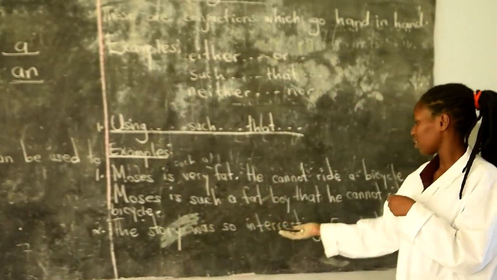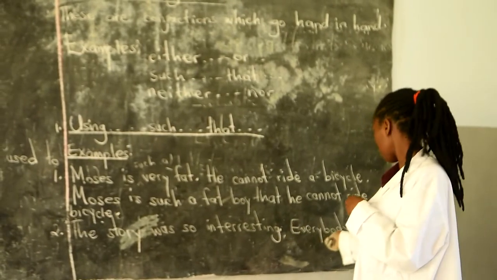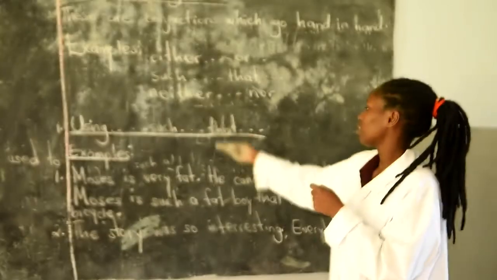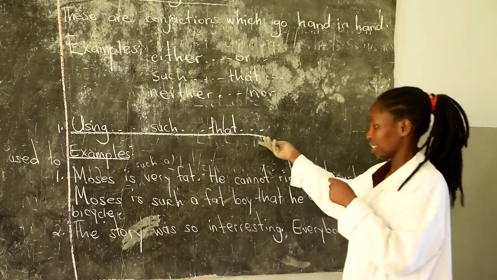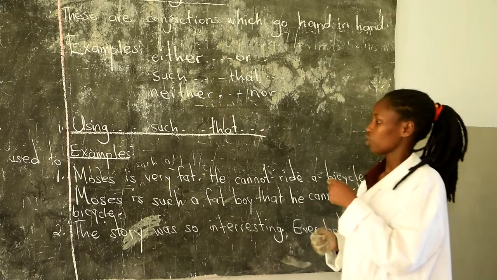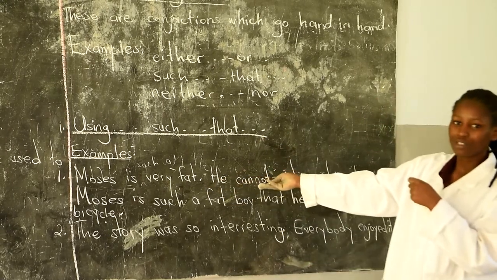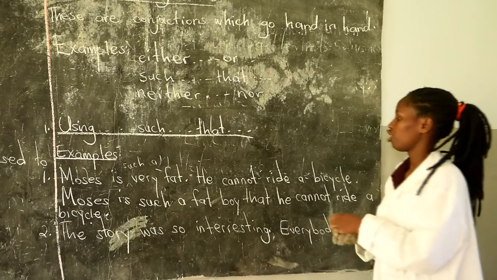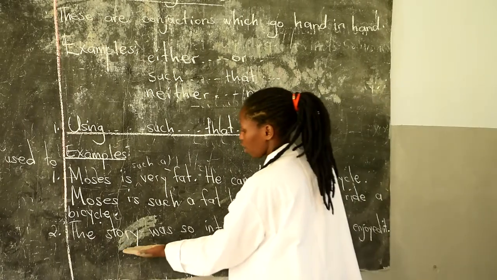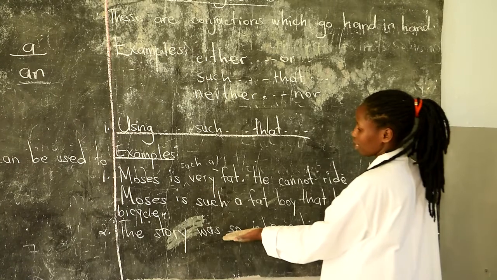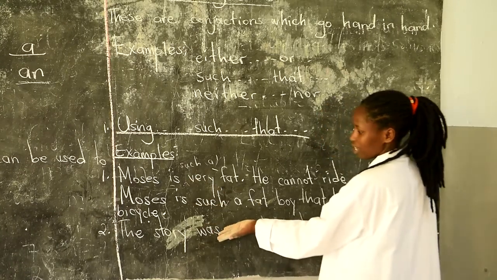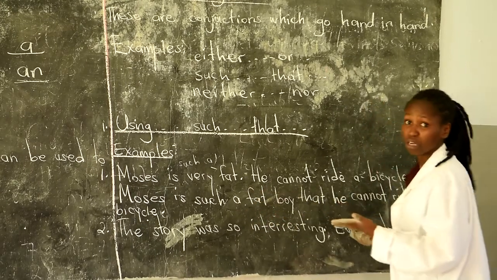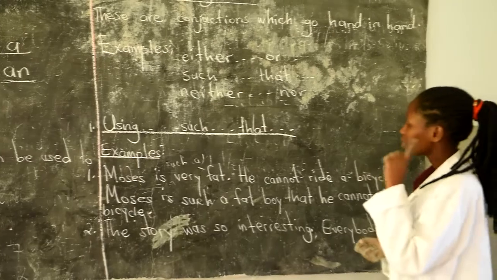The story was so interesting. Full stop. Everybody enjoyed it. We are going to make this one sentence using such dash dash dots. Following the rules we followed in the first example, it is still the same thing in the second example. So, the story was. Here it was is, here it is was. They can also use are, for example, if they have used children, are. So you have to take note of those.